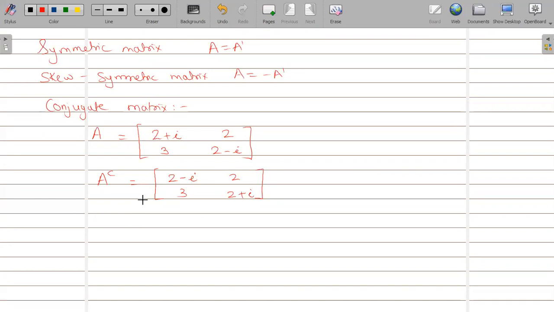The conjugate matrix in questions, they will always give complex numbers. Then only we can get the conjugate.